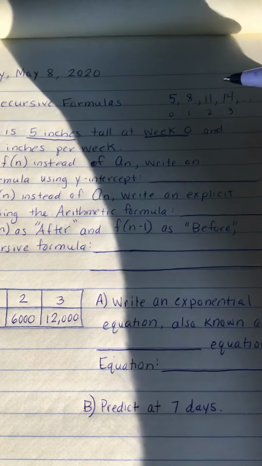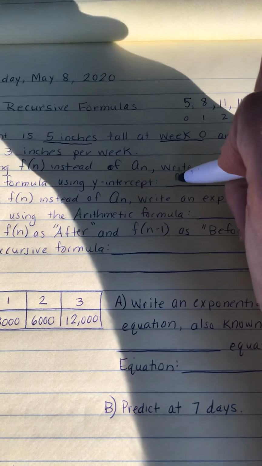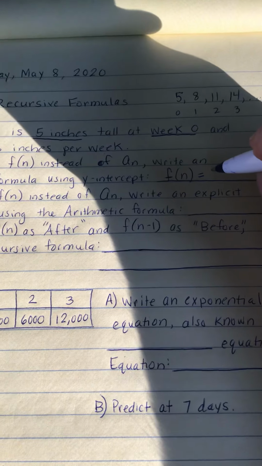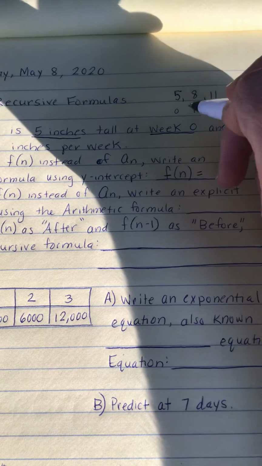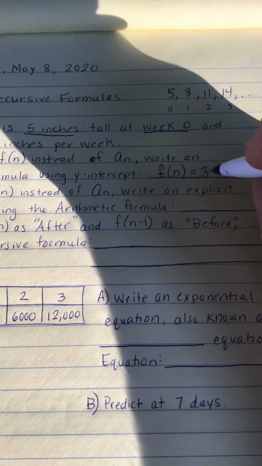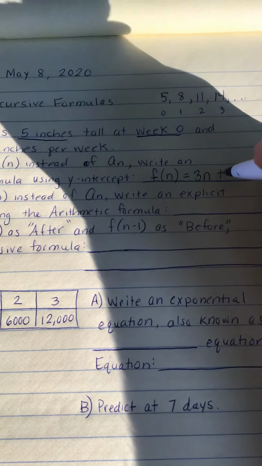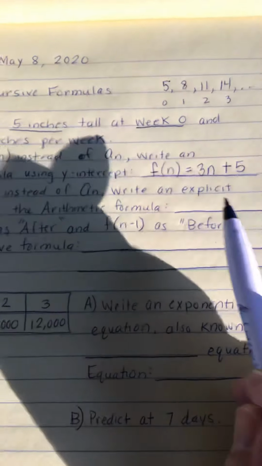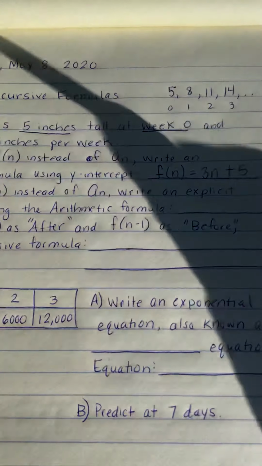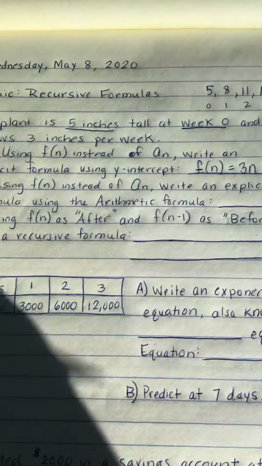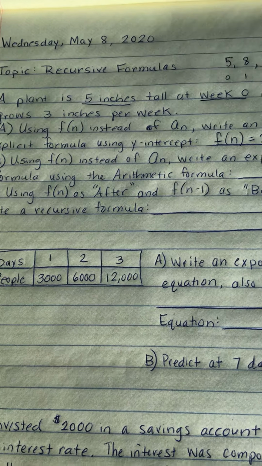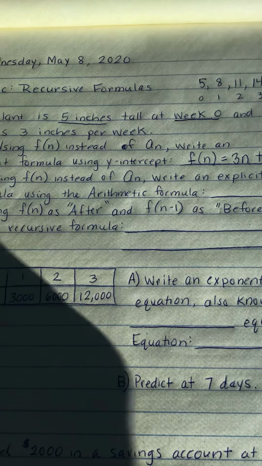Okay, so we're going to do f of n instead of a sub n equals, you are going to use your y-intercept. So we're going to write this as y equals mx plus b. Your slope is 3, just use n instead of x, plus 5. So that's mx plus b, slope, and then there's your y-intercept. It's that simple. Okay. B, using f of n instead of a sub n, write an explicit formula using the arithmetic formula. Okay, pause and do that now.